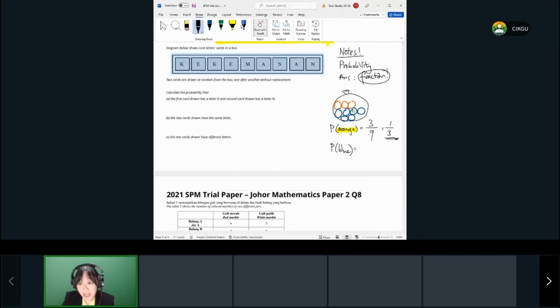Well, yes, you can count. Okay, what is the probability of picking a blue? You have 6 blues here out of 9, right? Which if you simplify, you get 2/3.